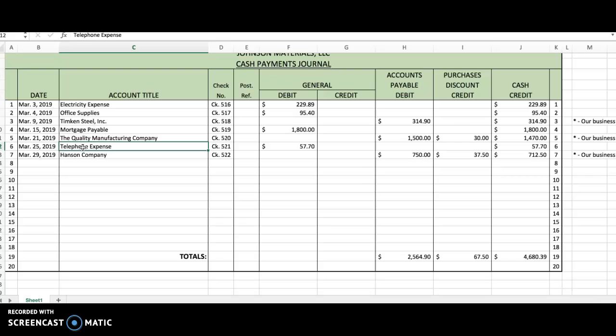Telephone expense is done the same way as electricity expense above. Again, that kind of transaction would not have any element of a discount. So you simply debit telephone expense and credit cash.